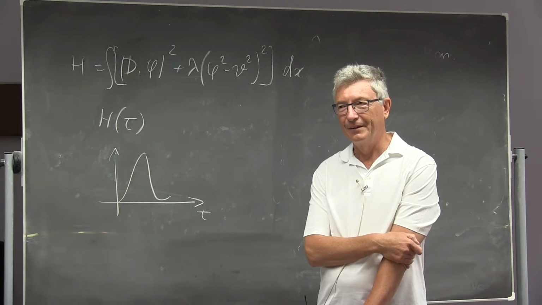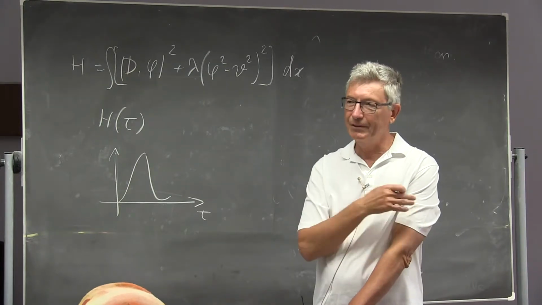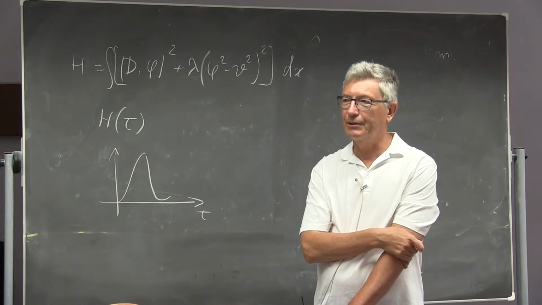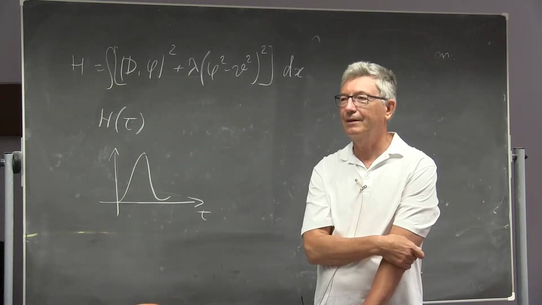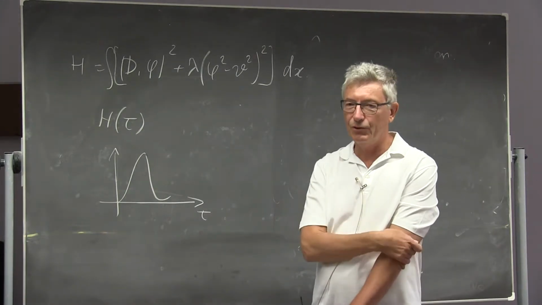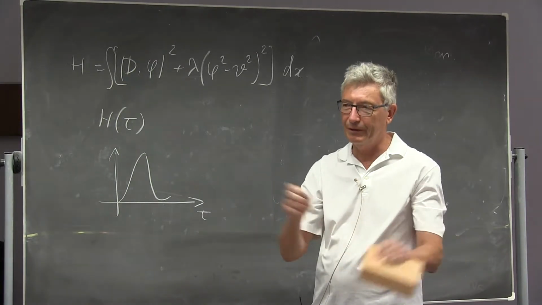Can you repeat the question? Yeah, the question. The question was the following. She was asking why at all we get some potential barrier between these states.